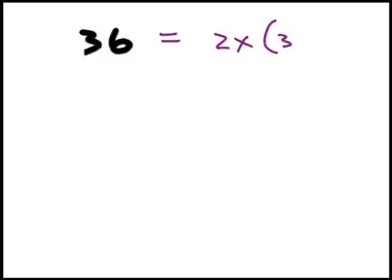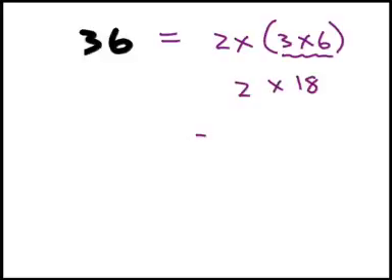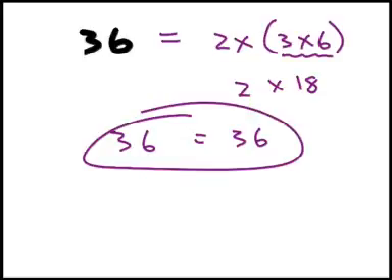36, let's just rewrite this out. 36 is a 2-digit number. And it is equal to 2 times, or twice, the product of the digits. So 3 times 6 is the product of the digits, and that will give us 18. And 2 times, or twice the product, 2 times 18, is equal to 36. So the 2-digit number 36 is equal to 2 times the product of the digits. And that is the answer to this question.